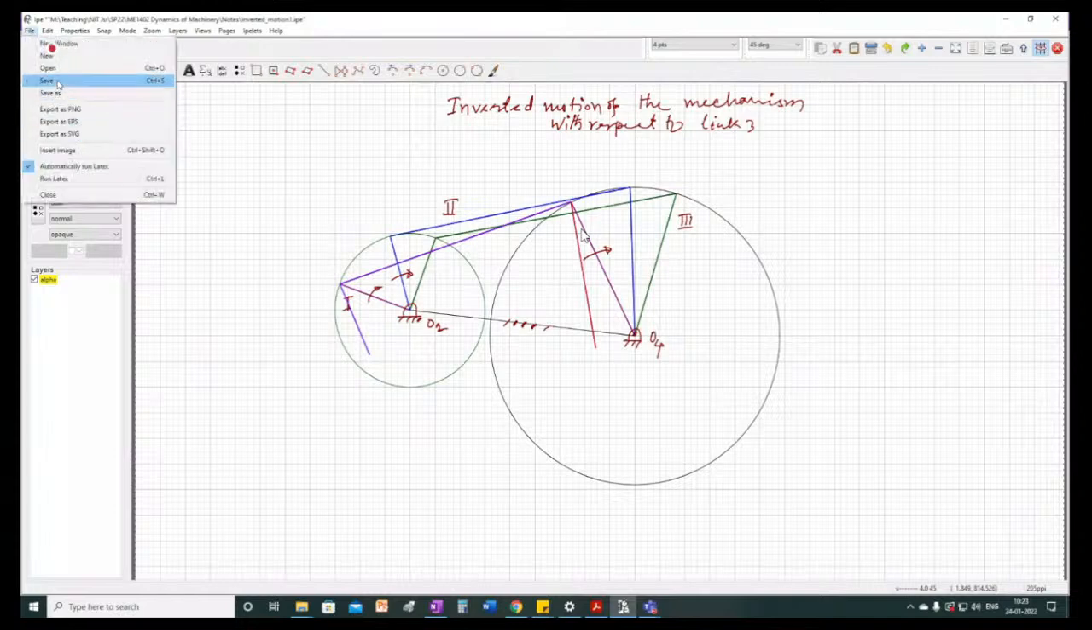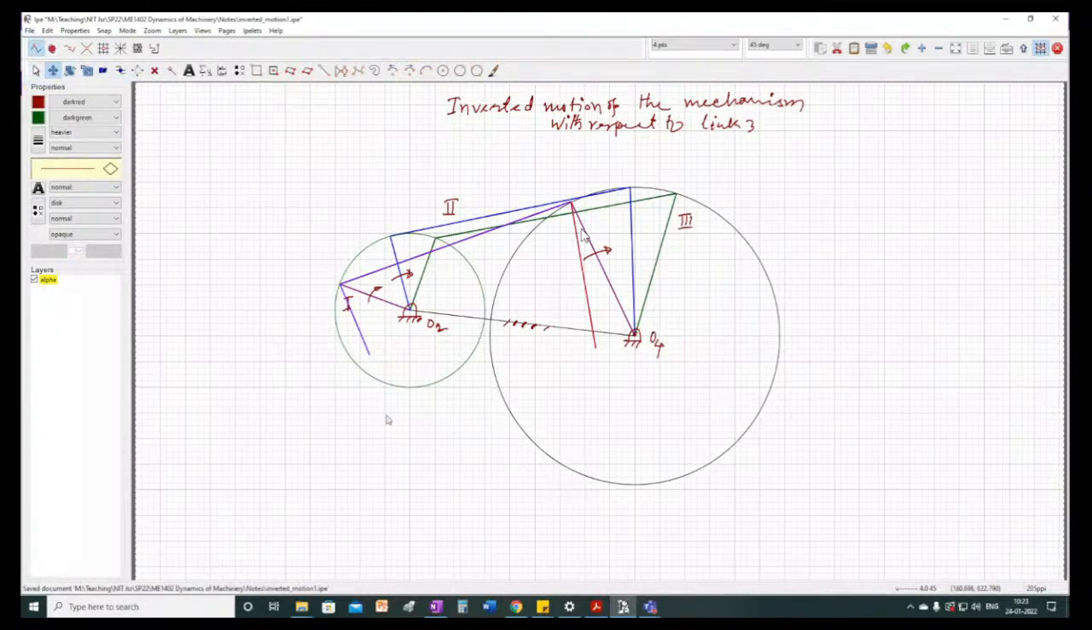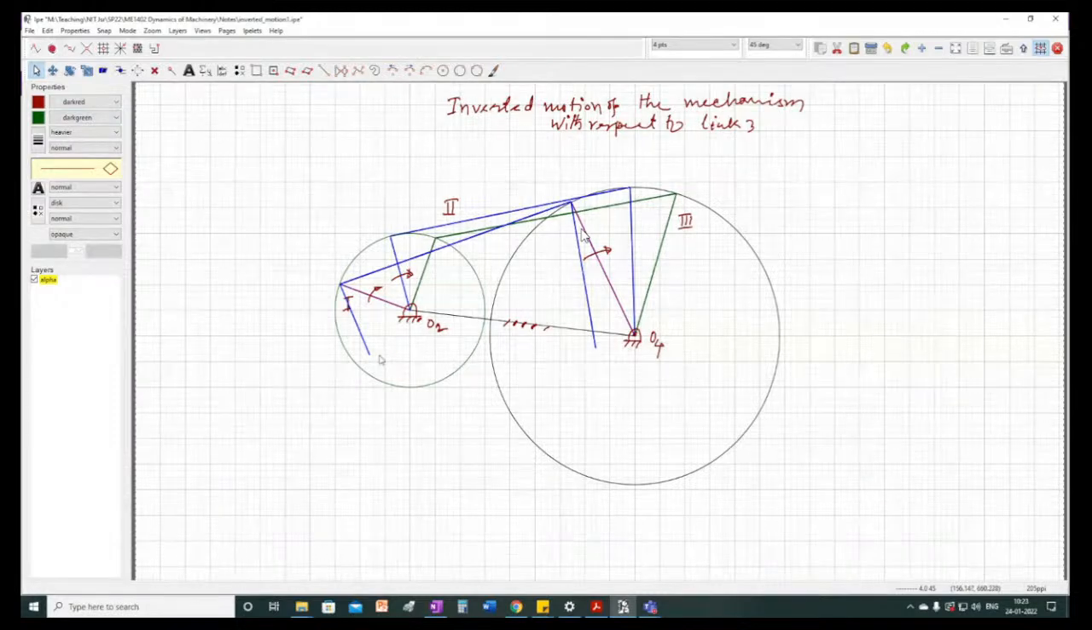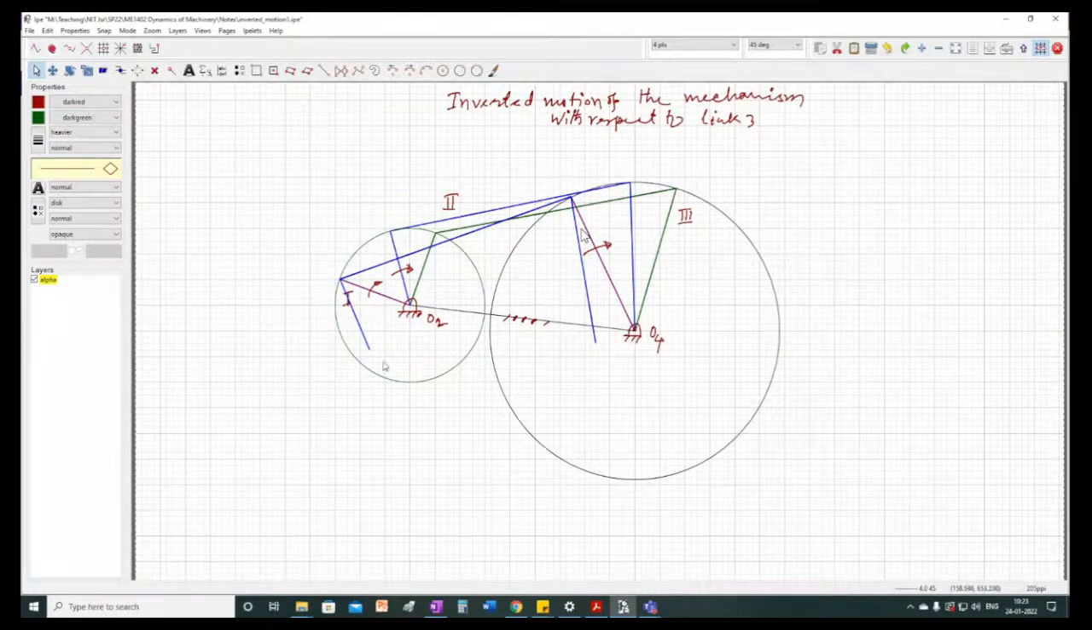Okay, let us write them down here. So this is the new position of O2. So we will call it O2 for the position 2, and it is inverted with respect to position 1. Okay.